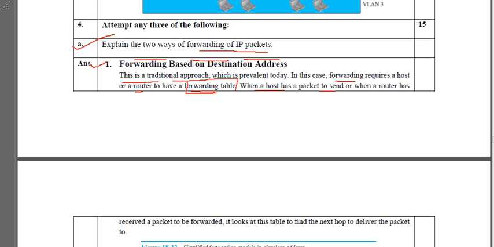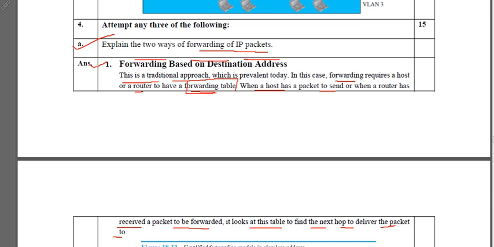When a host has a packet to send or when a router has received a packet to be forwarded. ठीक है, तो जिसमें होस्ट अगर पैकेट सेंड कर रहा है और जो राउटर नेटवर्क में यूज़ किया गया है दैट रिसीव्स द पैकेट फ्रॉम द क्लाइंट और सर्वर. सो इट लुक्स इन दिस टेबल टू फाइंड द नेक्स्ट होप टू डिलीवर द पैकेट टू. ठीक है, तो इसमें फॉरवर्डिंग टेबल का यूज़ होता है.